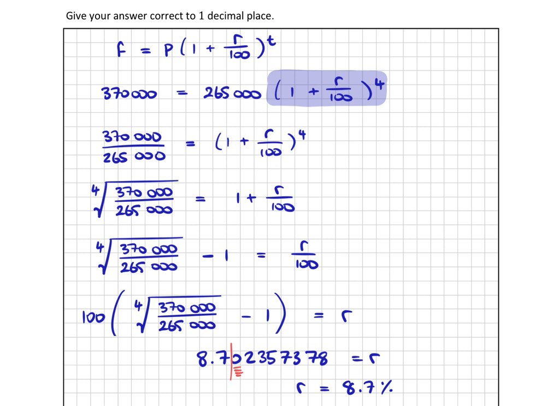Now, because we're dealing with an equation, whatever we do to the right hand side, we have to do to the left hand side. So we've got 370,000 on the left hand side. We need to make sure that if we're dividing the right hand side by 265,000, which we did, we have to do the same to the left hand side, and we have to divide that by 265,000. So you can see here that we divided the left hand side by 265,000. Okay.